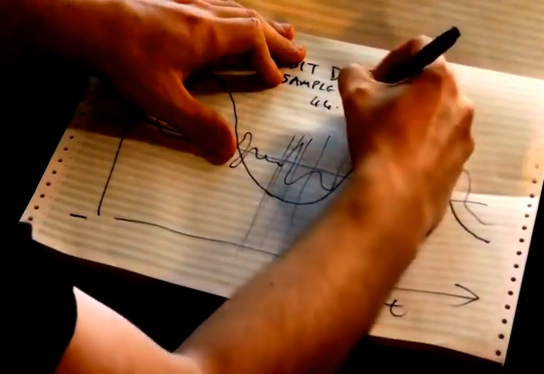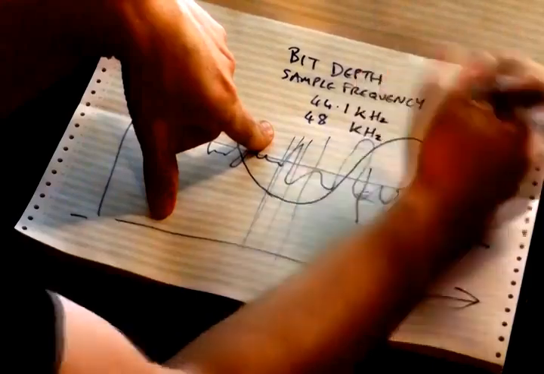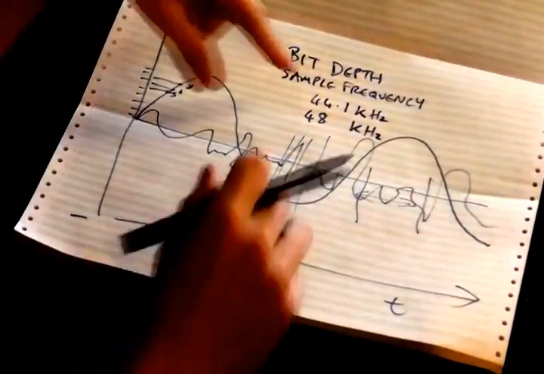But the two main industry standards that are used are 44.1K and 48K. And when I say K, that's 1,000 cycles per second. I'm going to put in the kilohertz there. So the reason that 44.1 was initially chosen... Because it's a strange number, that, isn't it? 44.1. I mean, where does that come from?